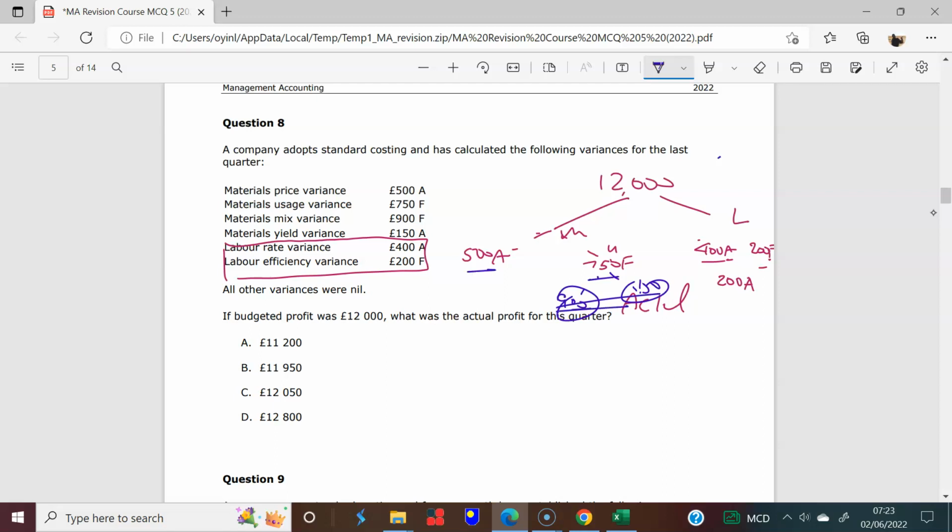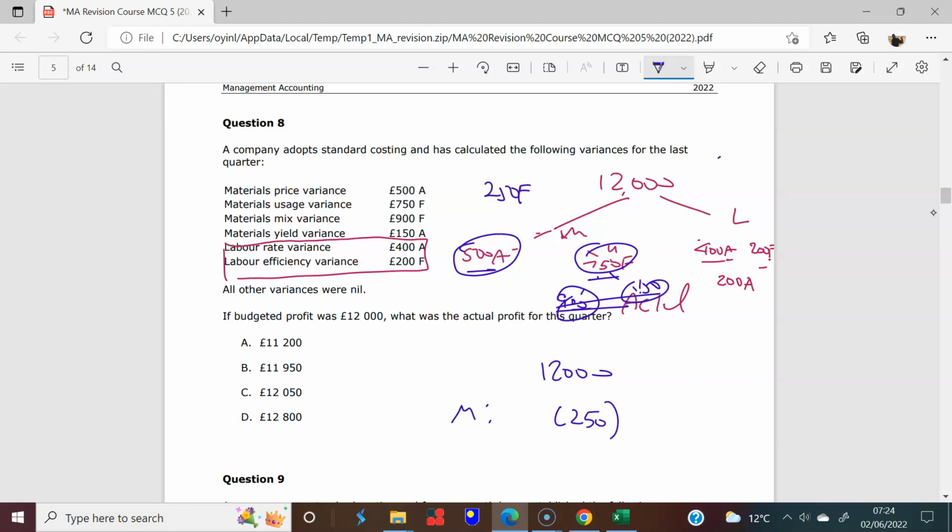The material cost variance is the relationship between the price variance and the usage variance. And as you can see here, this is 250 favorable, isn't it? So what do I have in effect? I have 12,000. I have a favorable variance of 250 in terms of materials, a net variance. So that means that we spent less than we should have. So that reduces our cost.